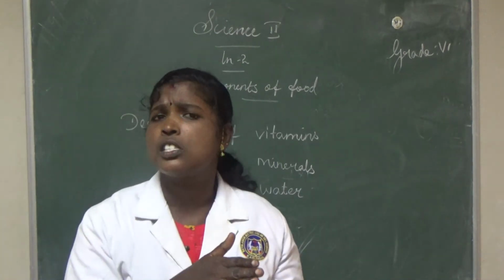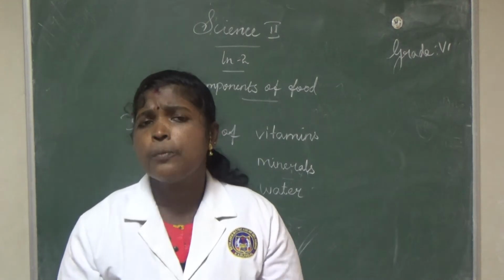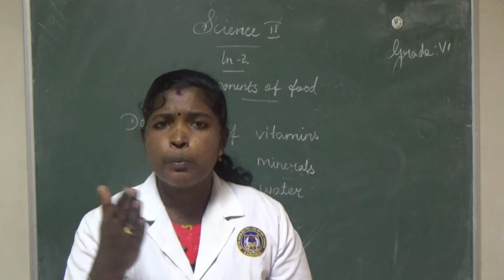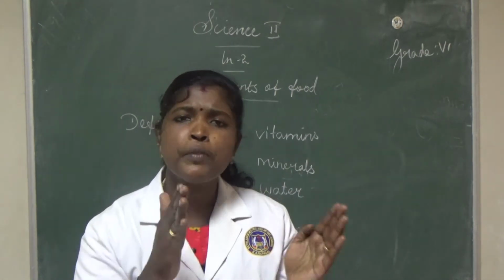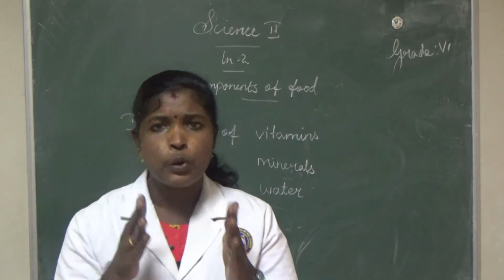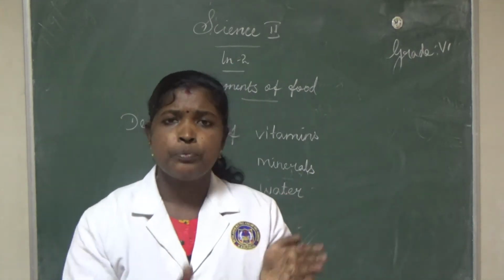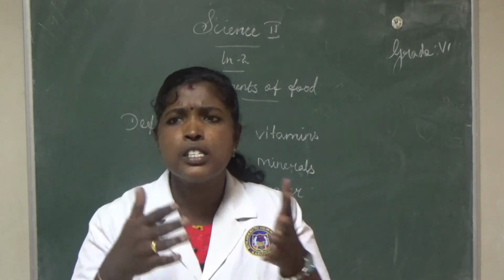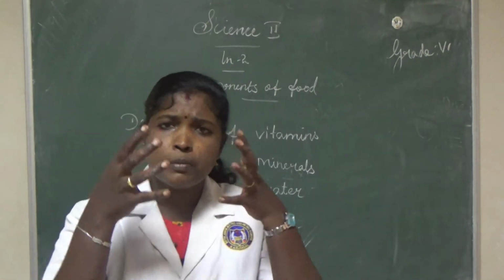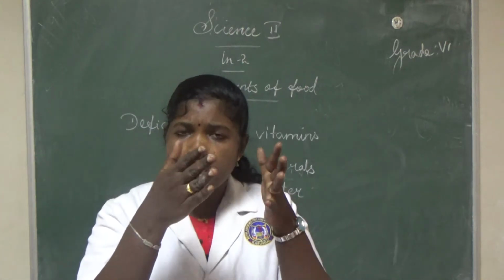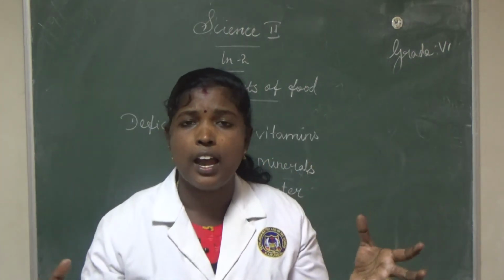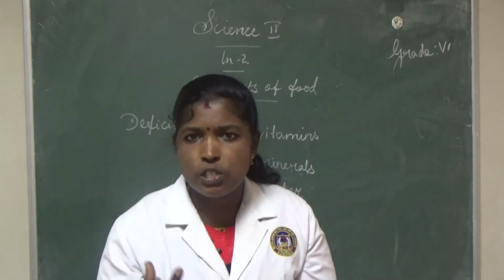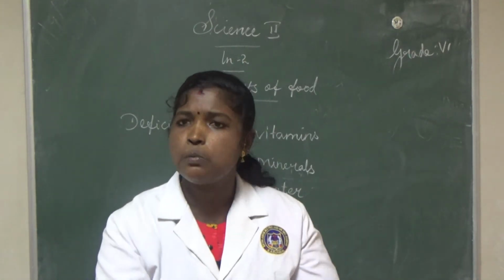Deficiency of proteins leads to kwashiorkor. Deficiency of proteins along with carbohydrate deficiency is called protein energy malnutrition. What is the abbreviation of that? PEM, protein energy malnutrition. Then it leads to marasmus. What are the symptoms of kwashiorkor and marasmus? In kwashiorkor, the patient's body is swollen, especially the belly, with stunted growth, mental disorders and diarrhea. These are the symptoms of kwashiorkor.